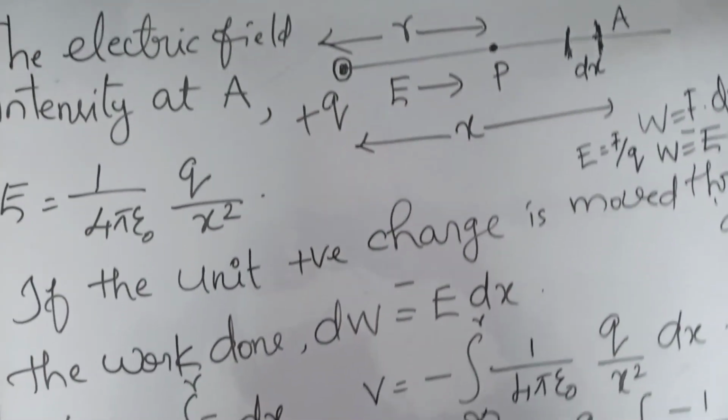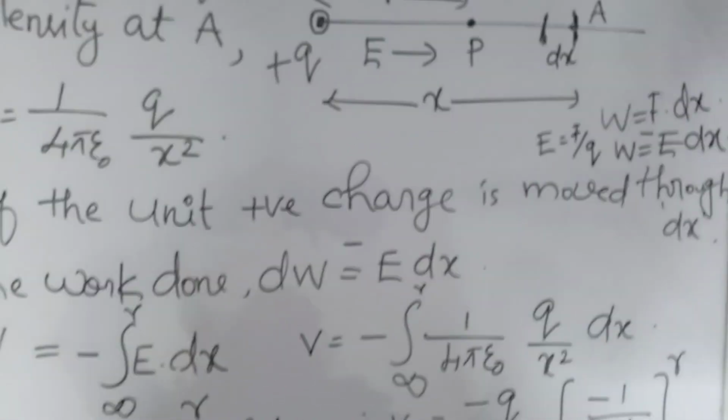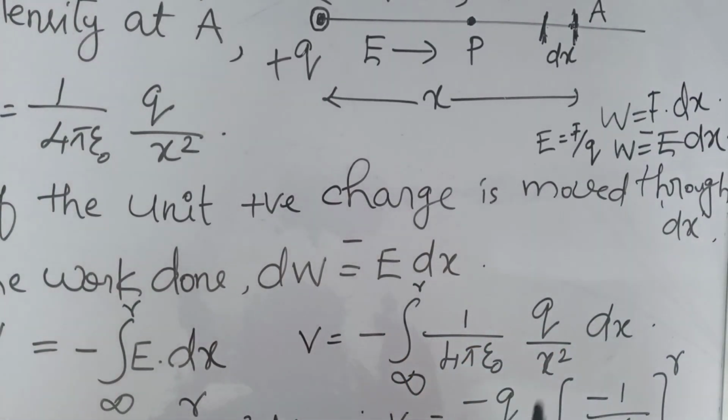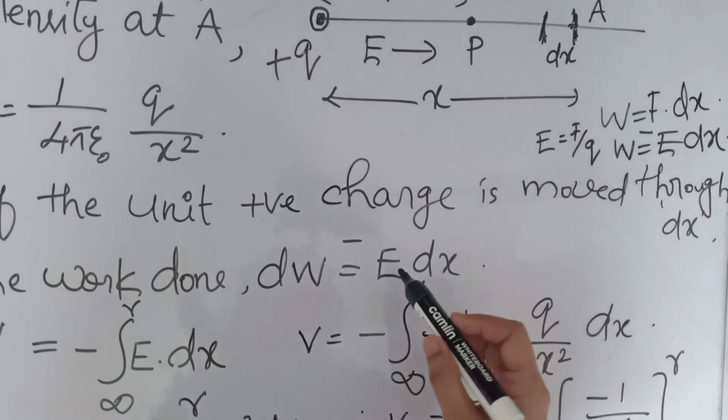So how we can write? If the unit positive charge is moved through dx, the work done dW will be equal to minus E dx. So this concept you should understand. Please don't by heart this. Okay, so if you are understanding this concept, it will be very easy.